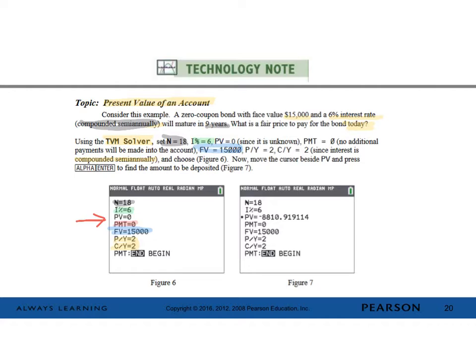So we hit alpha solve, and we determine then that the present value is $8,810.92. So that's how much the bond is worth right now. And at this rate, then we could fairly buy that bond at $8,810.92 and have a fair price for the bond.